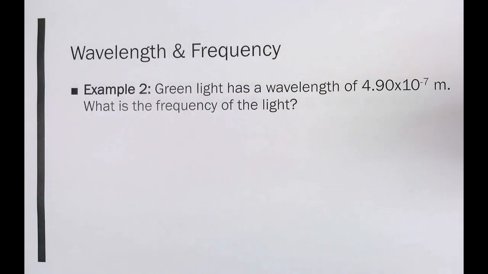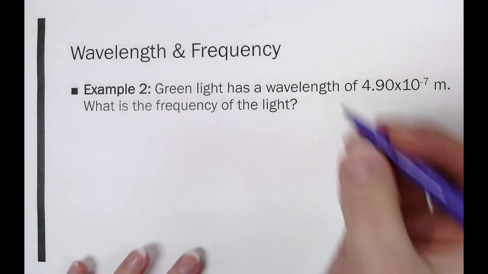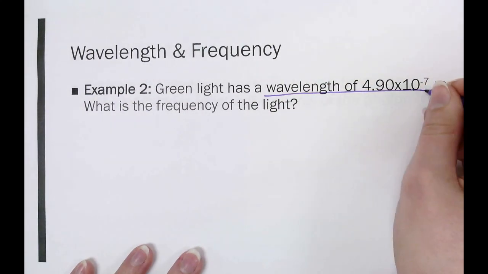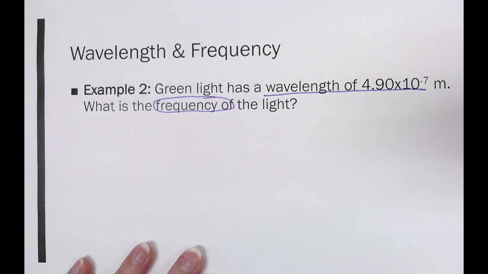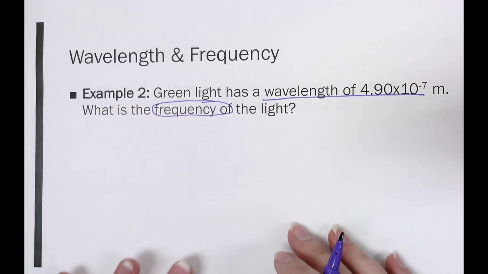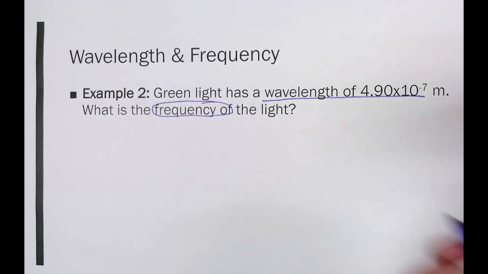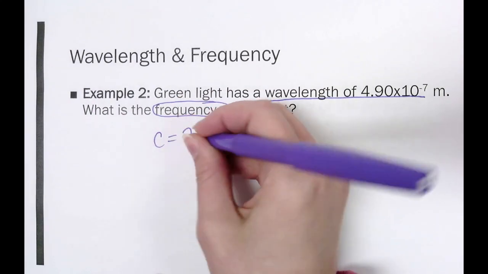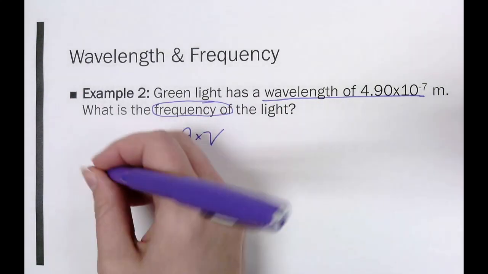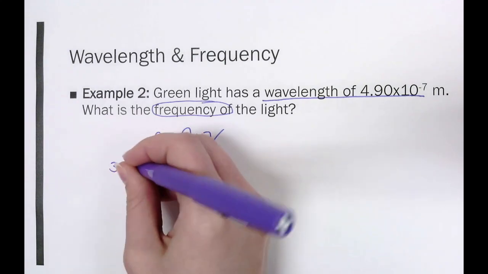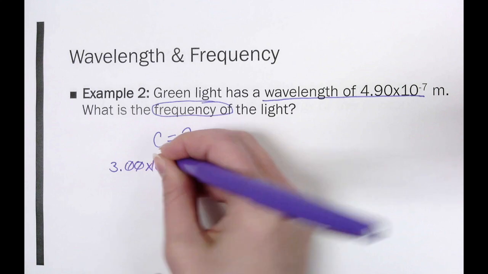In example 2, we have green light has a wavelength of 4.90 times 10 to the negative 7th meters. What is the frequency of the green light? Well, this time, they're giving us wavelength, and they want us to find the frequency of the light. Again, we only have one equation that relates wavelength and frequency. That's c equals lambda times nu, where again, c is our speed of light in a vacuum, 3.00 times 10 to the 8th meters per second.